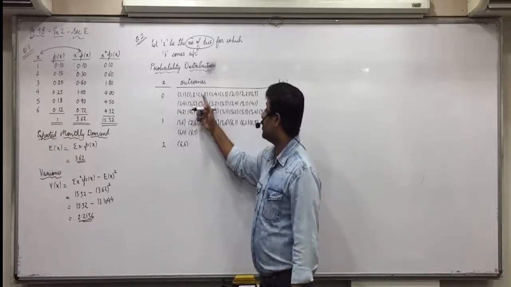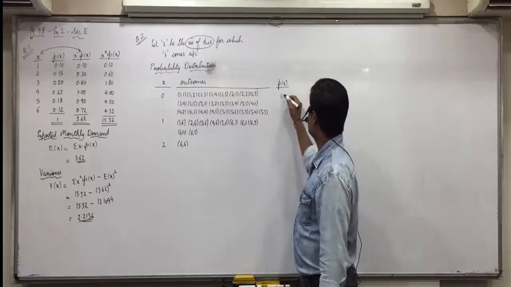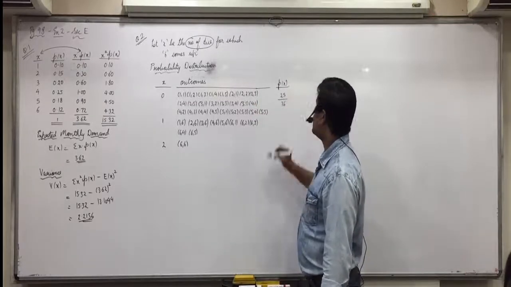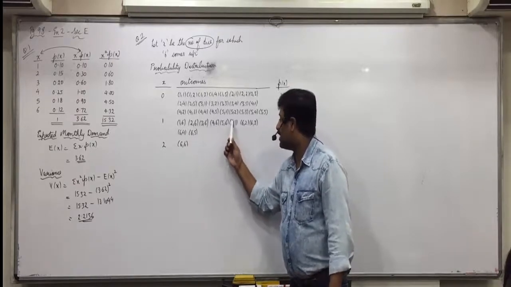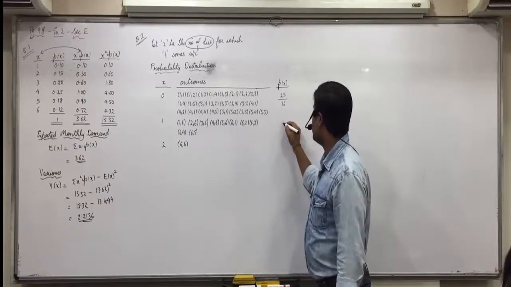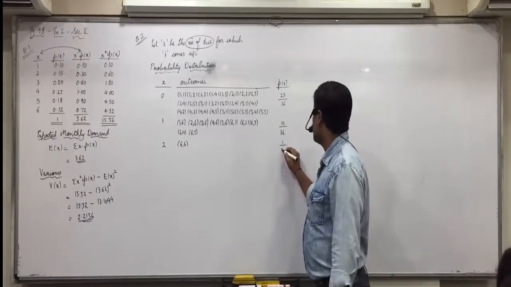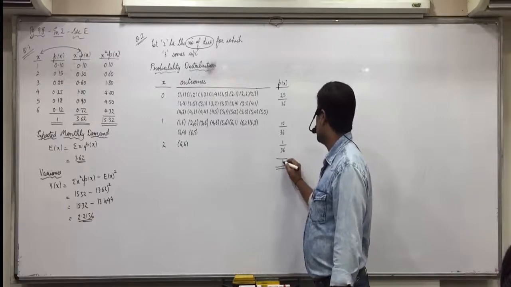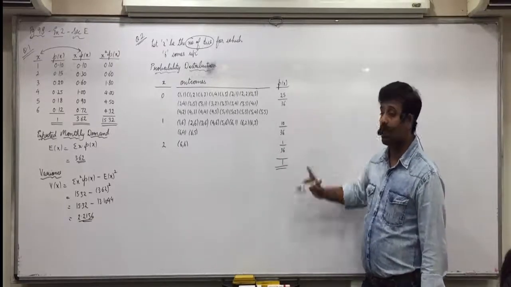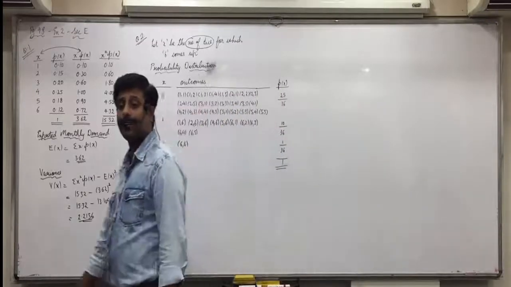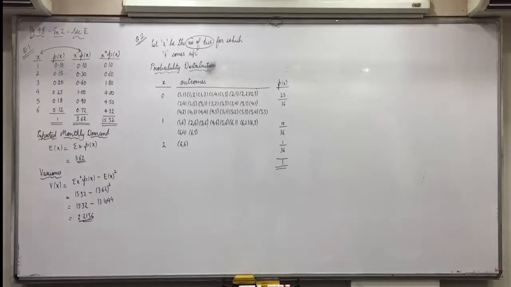Here 1 2 3 4 5 6 7 8. 8 into 3, 24 plus 1, 25 by 36. Okay. 1 2 3 4 5 6 7 8 and 2, 10 by 36, and this is 1 by 36. You can see total should come to 25 plus 10, 35 plus 1, 36 by 36, 1. So did everyone understand this question or not?